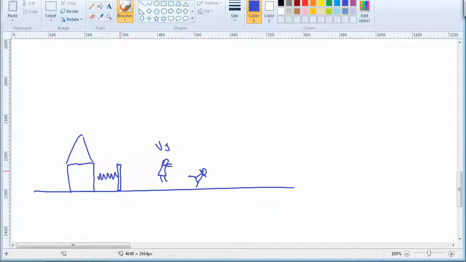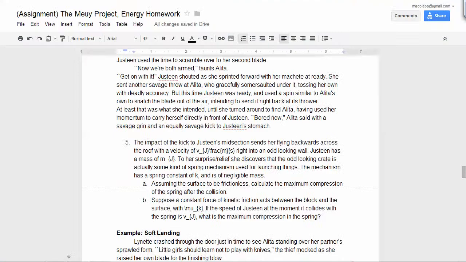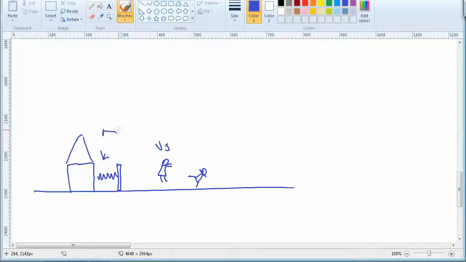So here's my question for you. I'll tell you what the spring constant is. It's K. Now my question for you was, how far does the thing go back? So delta x equals what? That's what the question is. How far does the spring compress when she crashes in there?